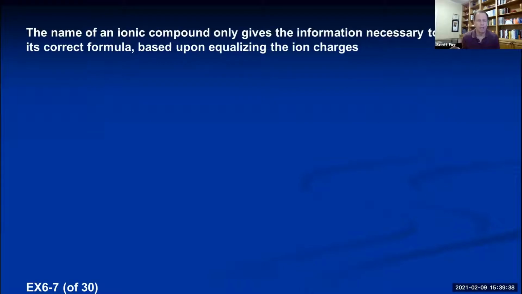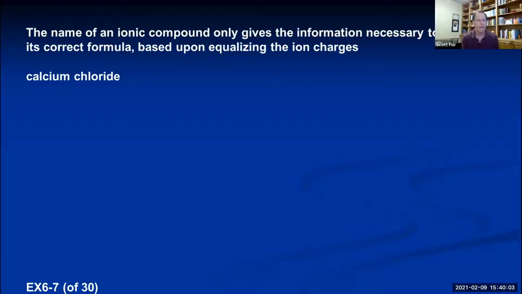The name of an ionic compound, whenever it's given to you, is actually the most efficient way to name ionic compounds because it only gives you the information necessary to predict its correct formula. And we predict the correct formula based upon equalizing the ion charges. I'll give you a couple of examples and I'll show you why we don't name it in a different way, because that would be extraneous, okay?